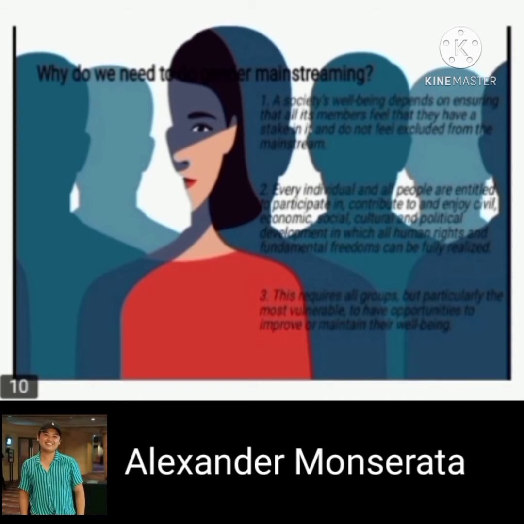And that is why it is very important to do mainstreaming, because it helps a lot of people to raise their voices, so that no matter what their gender is, they will also receive the same respect just like the other people.